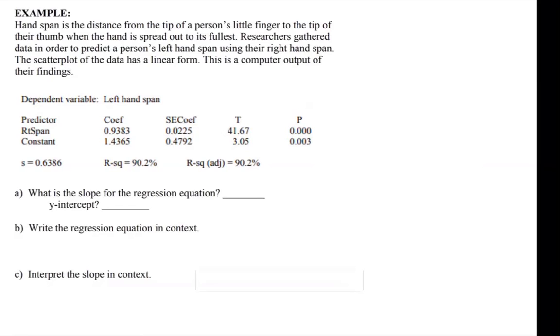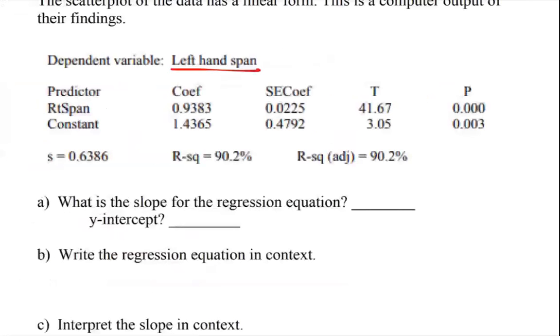So the scatter plot has a linear form, which means the residual plot had no pattern. This is computer output of their findings. We don't have to use computer output, we just have to be able to read it. So I'm going to teach you how to read it. Dependent variable is left hand span. What's another word for that that we've been using? Explanatory or the X, right? So this is the X or the explanatory.